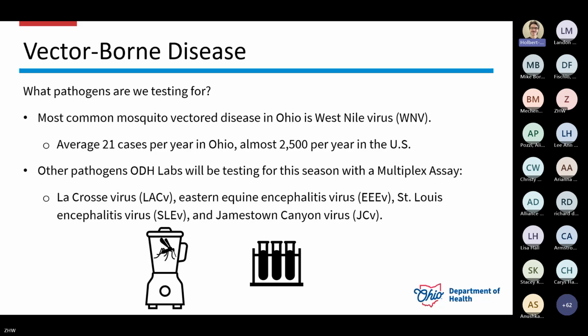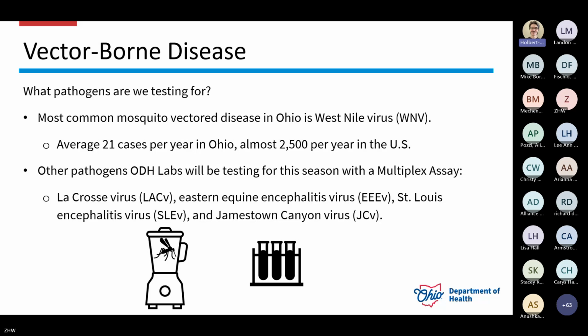So what pathogens are we testing for this year? In previous years, ODH tested mosquitoes for just West Nile virus, but this year we're doing a multiplex assay, and we're testing for a multitude of viruses that are spread by mosquitoes in Ohio. In addition to West Nile virus, we're doing La Crosse, Eastern equine encephalitis, St. Louis encephalitis, and Jamestown Canyon virus. It's important that we do this as a function of knowing when and where human cases could pop up.